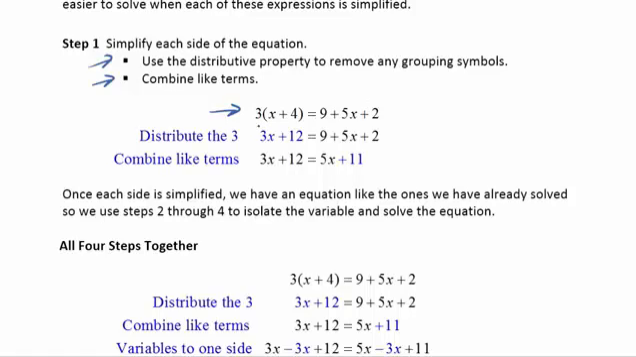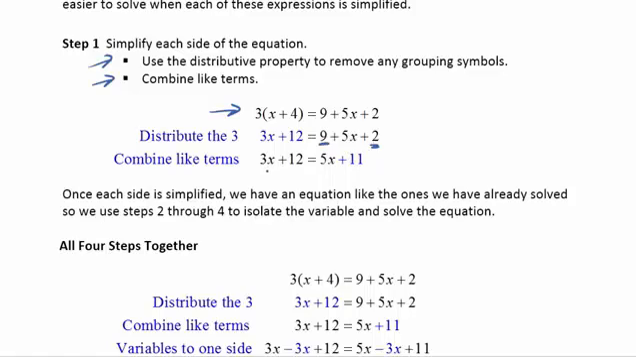So here, in this case, I can do both. On the left side I would distribute the 3, and that would give me 3x plus 12. Now that's as simplified as that can get. I can't add those together because they're not like terms. On the right side, however, I have these like terms, 9 and 2. Those can get added together. So I'd add the 9 and the 2 together to give me 11.